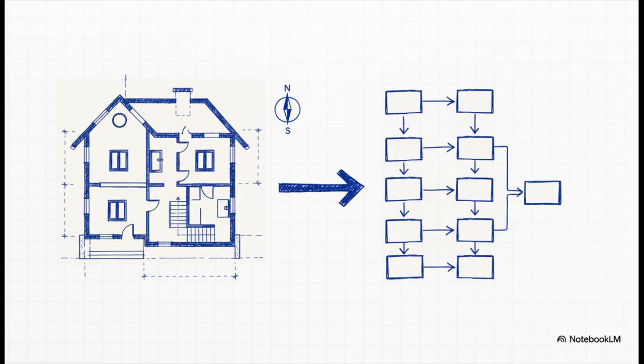The best analogy? Think of them like an architect's blueprint for a house. The blueprint doesn't tell you what color to paint the living room, right? But it gives you a solid, reliable structure to build on. Design patterns do the exact same thing for your software. They give you a framework that leads to code that's way more robust, scalable, and easier to maintain.